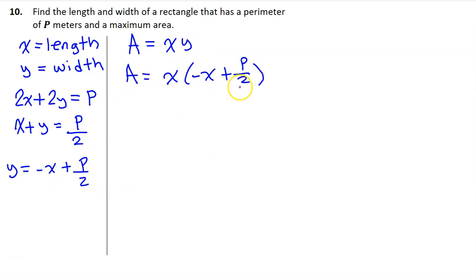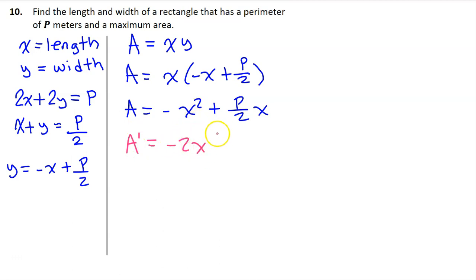So now we have this. This looks like we have more than one variable because we have x and P. However, P is not a variable. Treat this as a constant. Anyway, if we distribute, we get A is equal to negative x squared plus P over 2 x. Let's find A prime, just like we did last time. So A prime is going to equal negative 2x plus the constant P over 2.